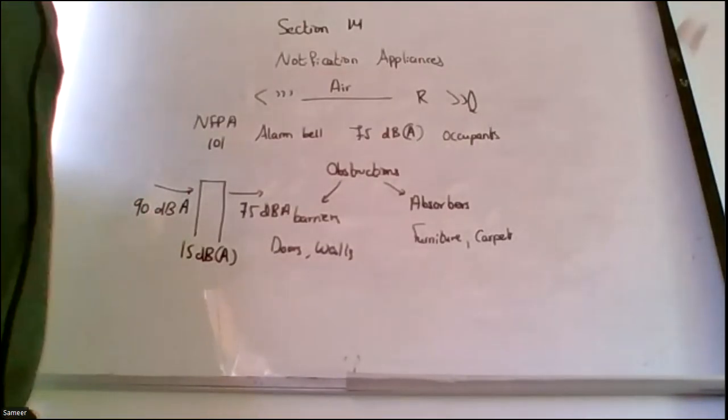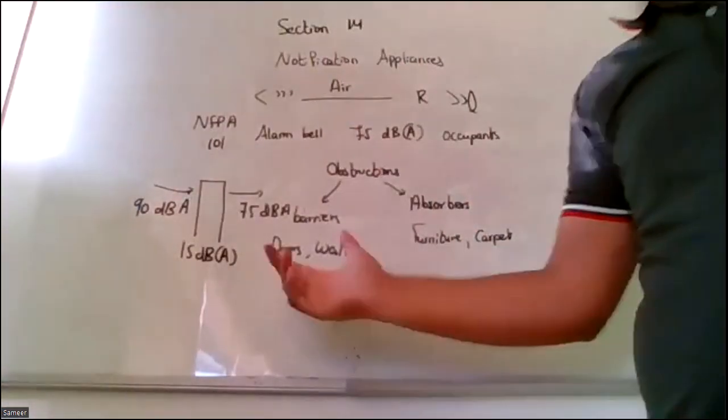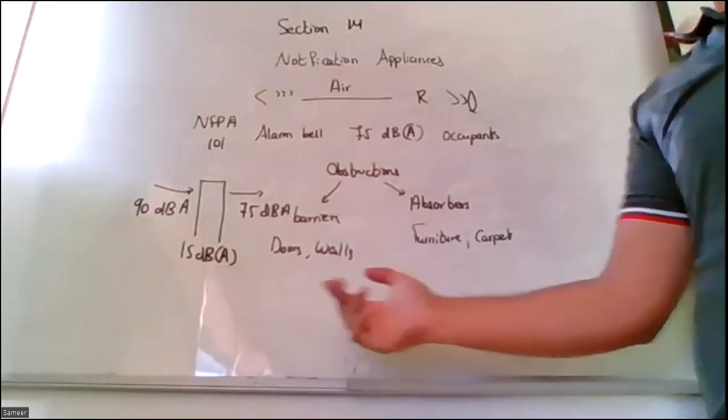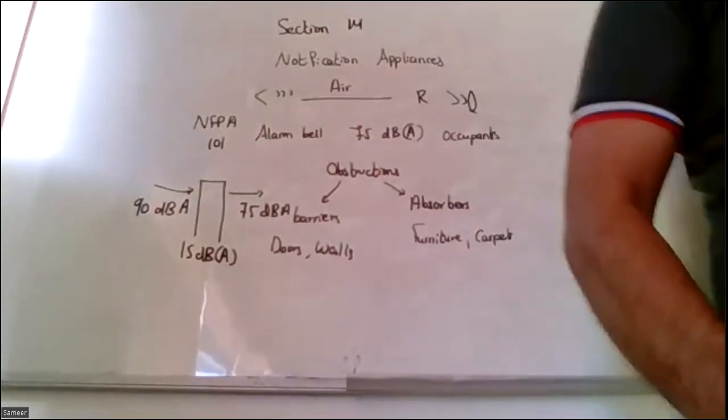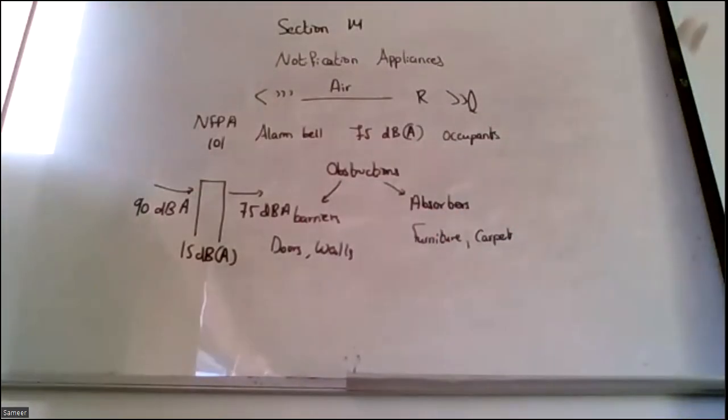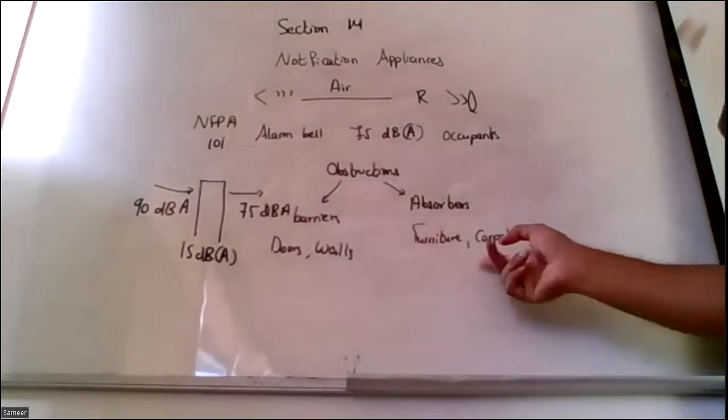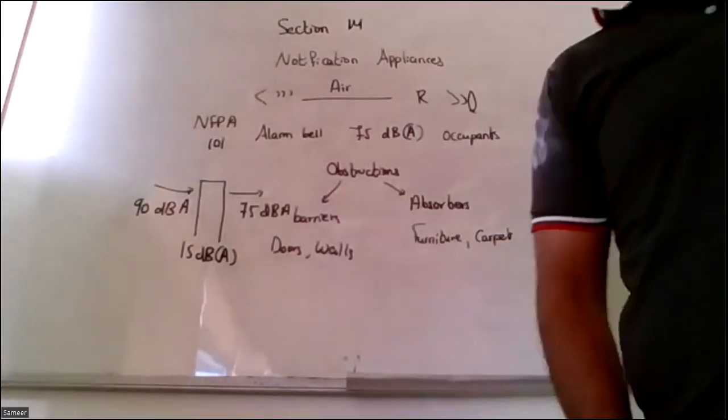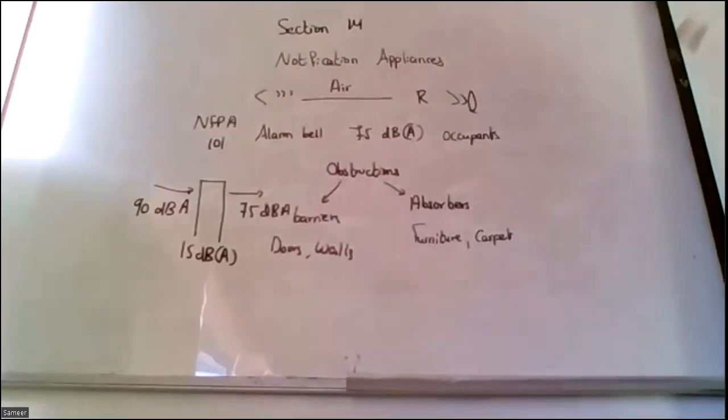So obstructions can be categorized into two types. Either it could be barriers in the form of doors and walls, or it could be absorbers, like furniture and any type of carpeting available inside. That can be considered an absorber. This reduces the noise.